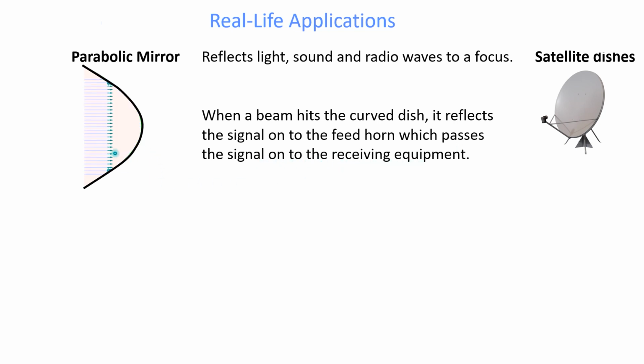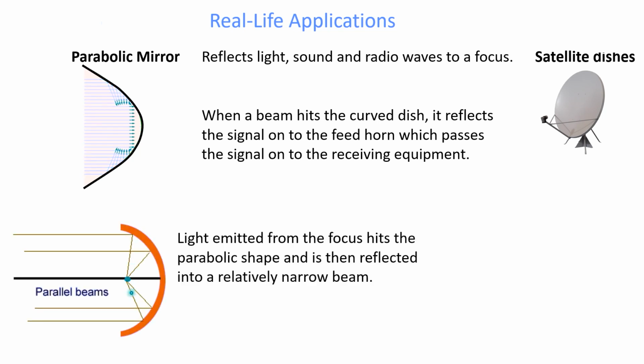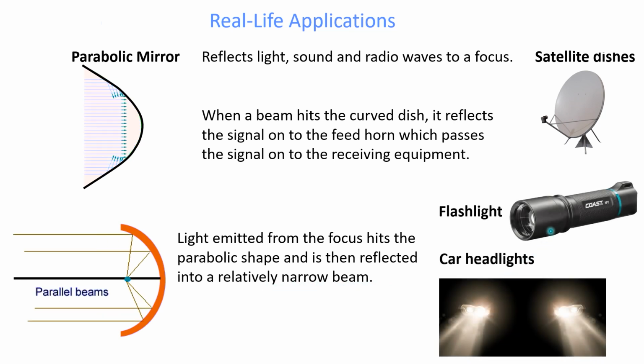Now, if we reverse this process and instead transmit a light, sound, or radio wave from the focal point, this is the effect it would have. Okay? So light emitted from the focus hits the parabolic shape and is then reflected into a relatively narrow beam. And again, looking at real-life examples, we can see the flashlight or car headlights, which work in a similar fashion.